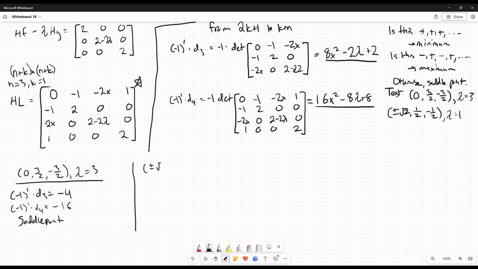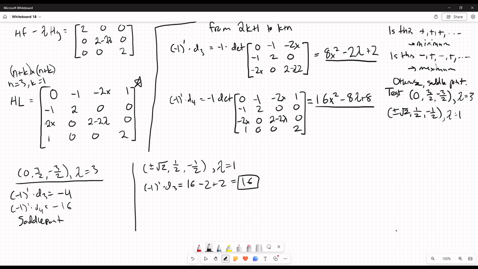We can do plus or minus square root of 2, 1/2, -1/2, all in one go. The reason why that's relatively easy to do in one go is because x is being squared anyways in both of these cases. So it really only matters what x squared is, which is the same in either of those. So we'll have -1 to the 1 times d3 equals 16 minus 2 plus 2 equals 16. So it's going to be a minimum.